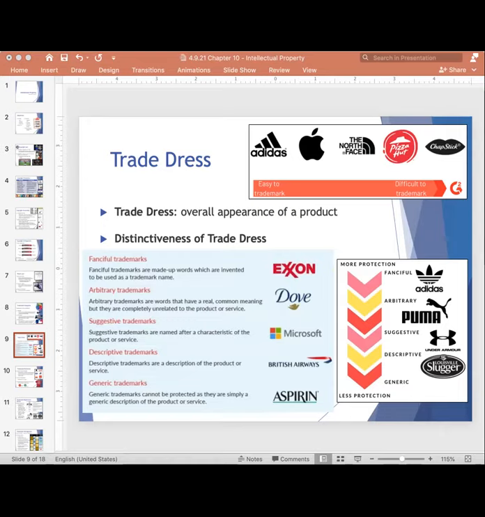And then arbitrary marks apply a common English word in an unfamiliar way. So Dove, Apple, Puma, I think is actually a bit more suggestive, but Apple is a great example of an arbitrary mark. When considering the strength of the mark, the strongest marks are arbitrary or fanciful marks that bear no direct relationship to the product or service itself. So they will receive the greatest amount of trademark protection. Whereas descriptive and generic marks are considered the weakest marks because they lack that connection to or ability to distinguish the product or service. And so those marks often do not receive trademark protection.